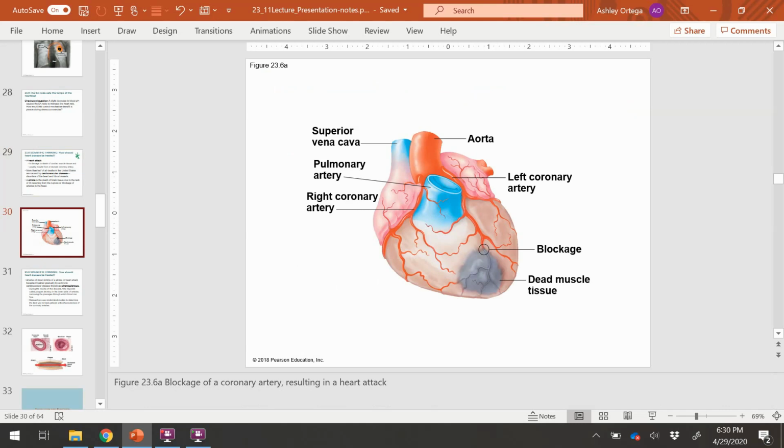Some of these happen so quickly that even with medical personnel, it's just not quick enough to save the patient, unfortunately. So here we see the picture of the blockage of a coronary artery resulting in a heart attack. As you can see, these coronary arteries branch off of the aorta, and they cover the entirety of the heart and are spread out throughout the whole heart. And you can see a blockage that has occurred with dead muscle tissue there due to the fact that it could not get enough oxygen and could not expel carbon dioxide waste.